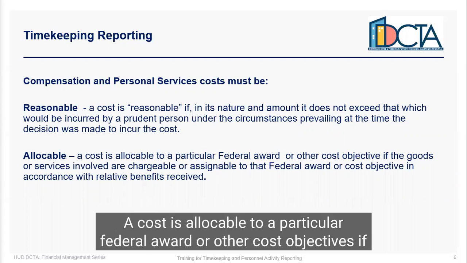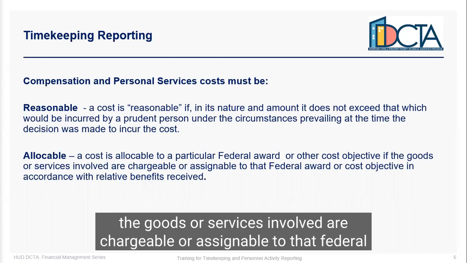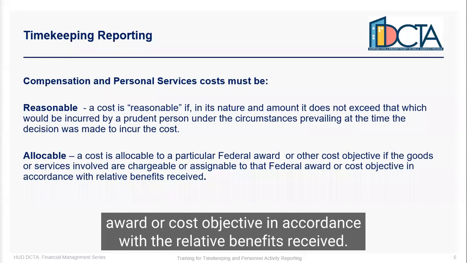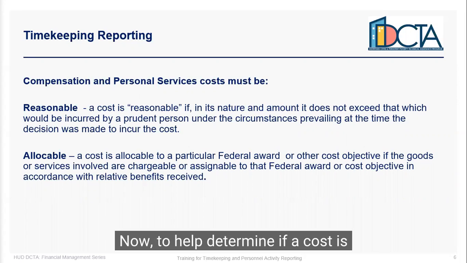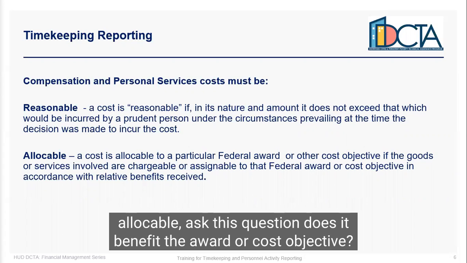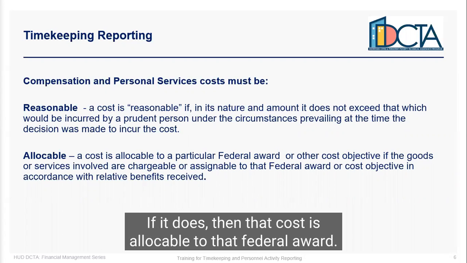A cost is allocable to a particular federal award or other cost objective if the goods or services involved are chargeable or assignable to that federal award or cost objective in accordance with the relative benefits received. Now, to help determine if a cost is allocable, ask this question: does it benefit the award or cost objective? If it does, then that cost is allocable to that federal award.